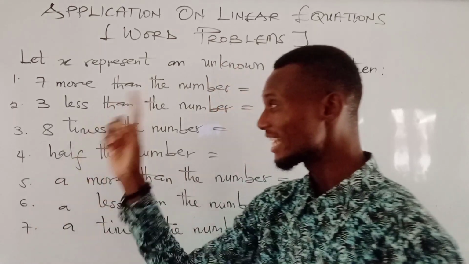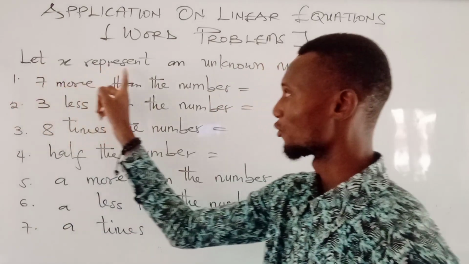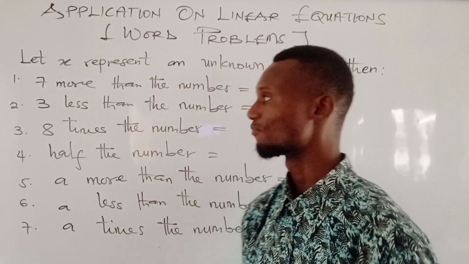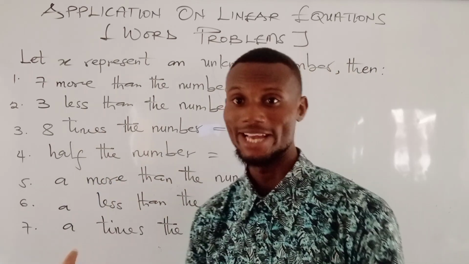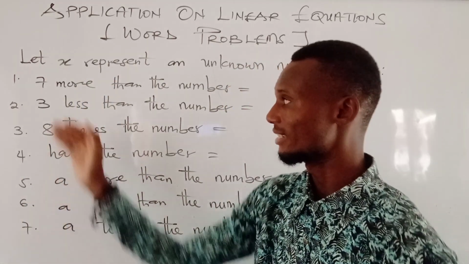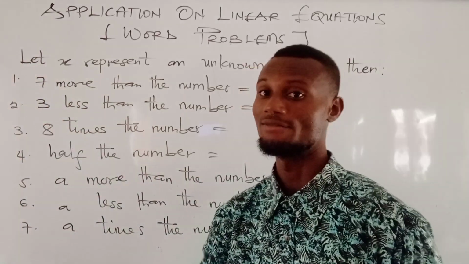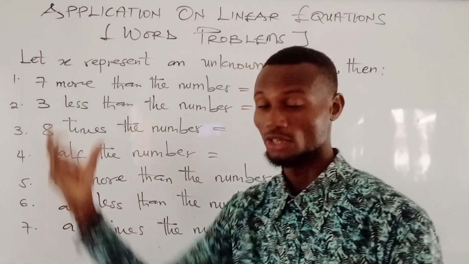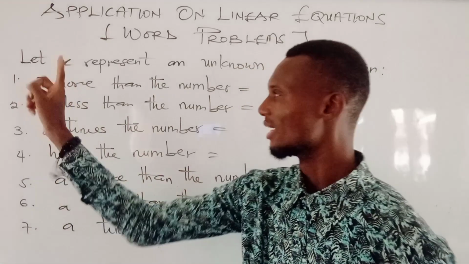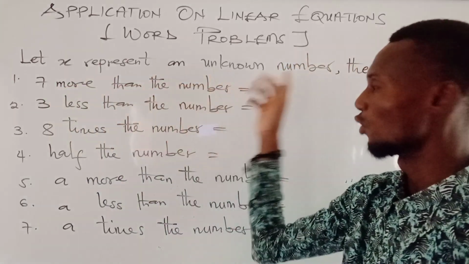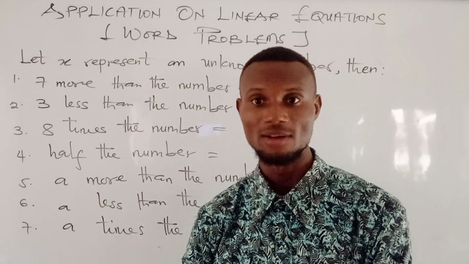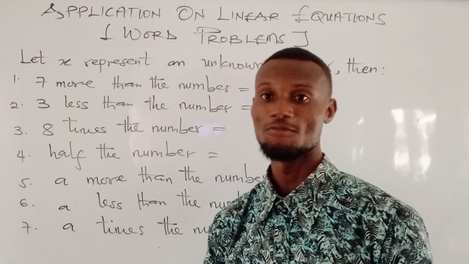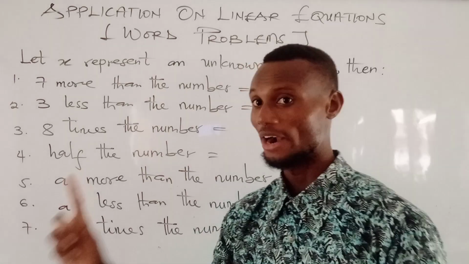Now if I'm saying that let S represent an unknown number, then we are supposed to be able to get an expression in terms of S for this statement. You can see the statements on the board from 1 to 7. That unknown number which we don't know, that's why we call it an unknown number, we've represented by the variable S.